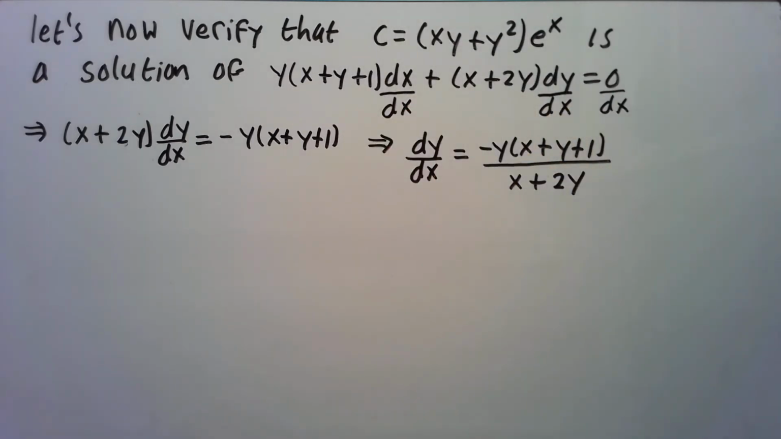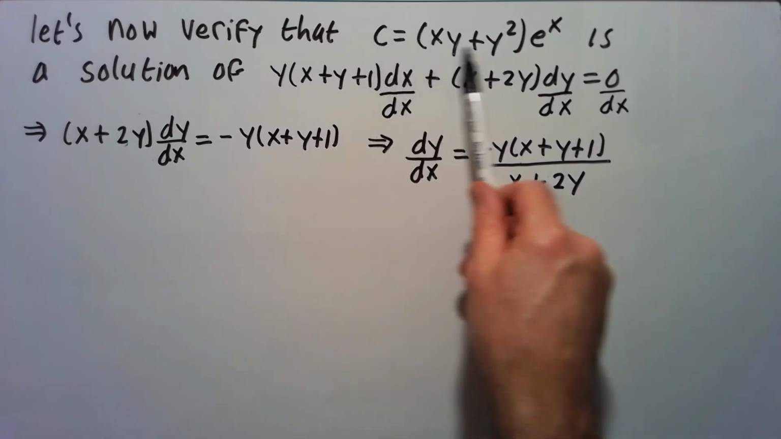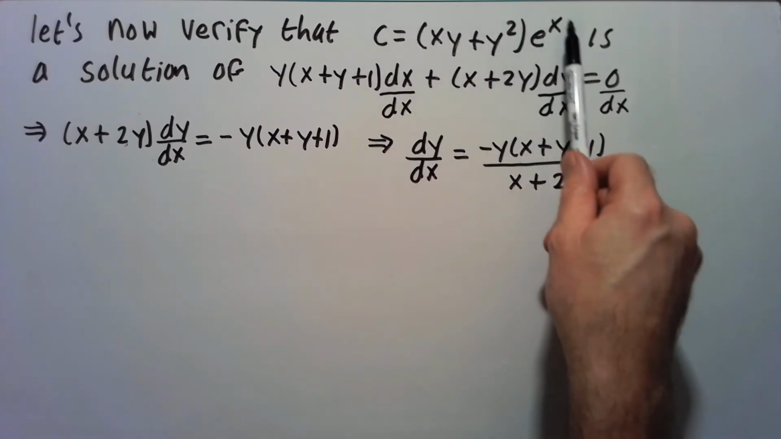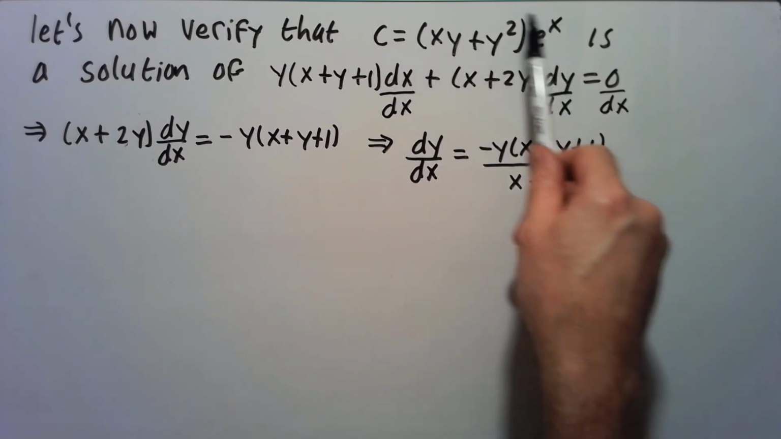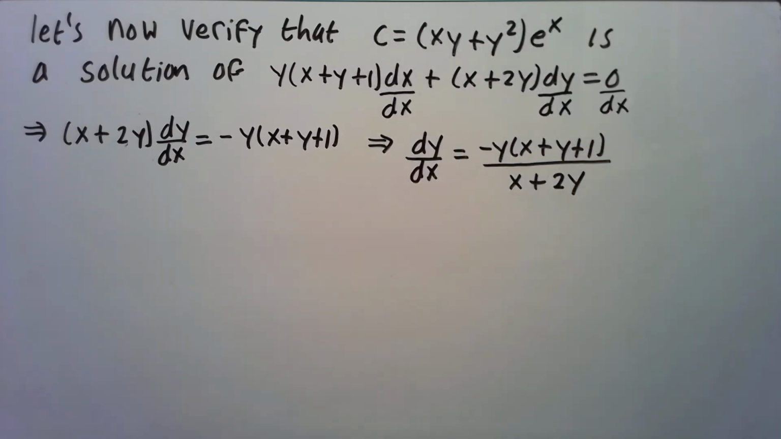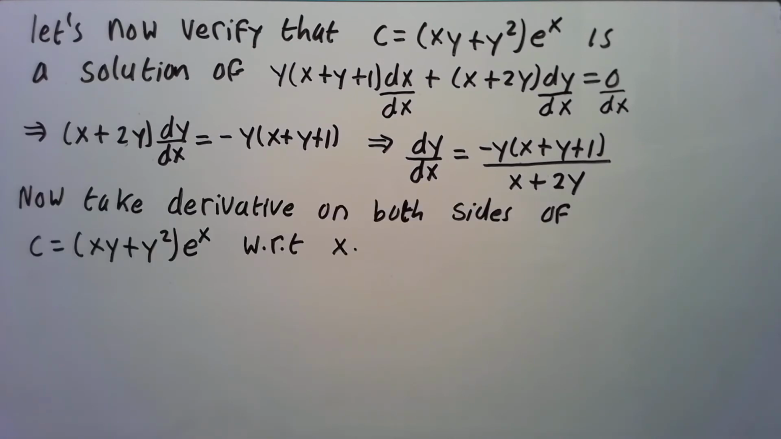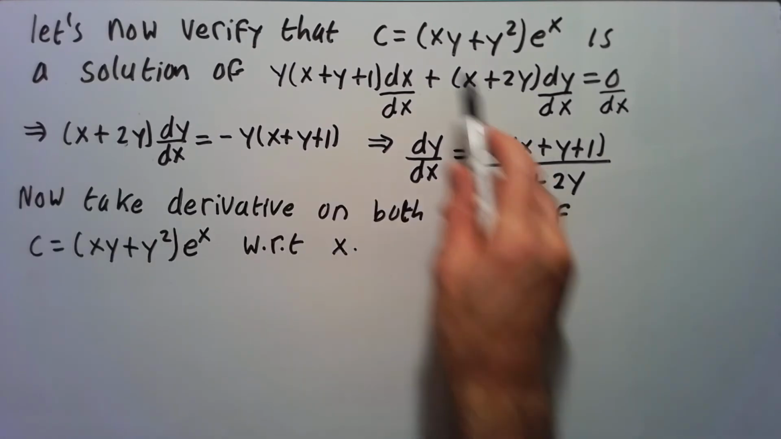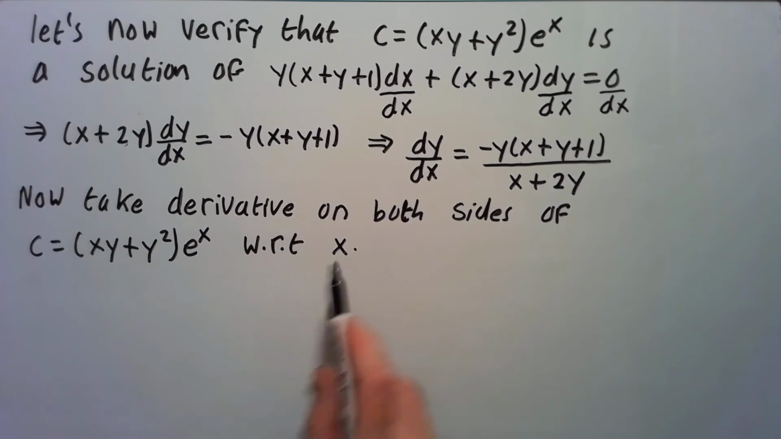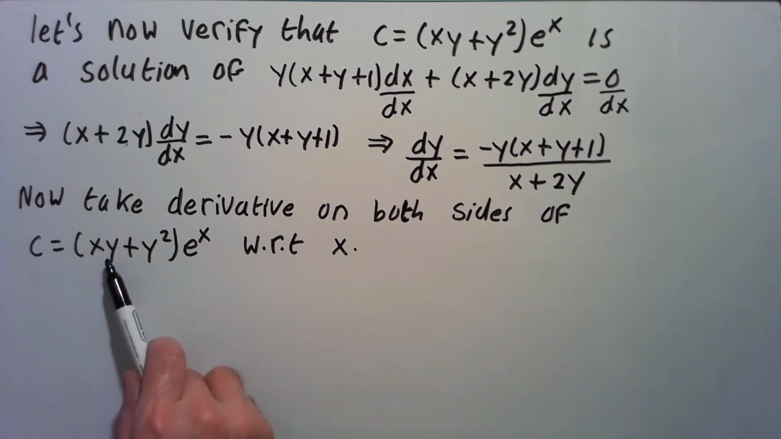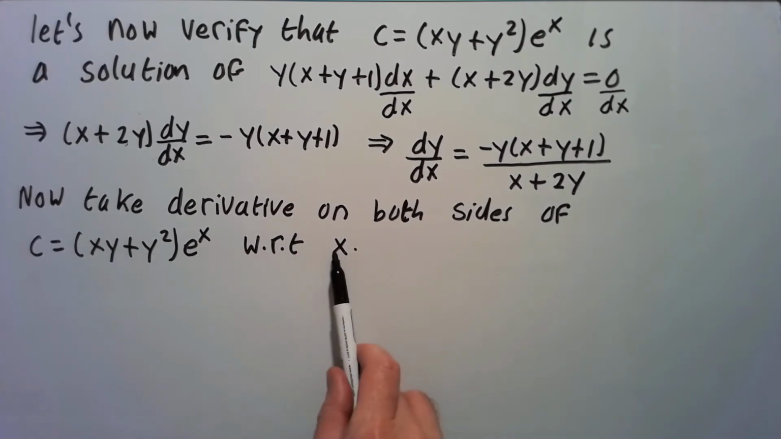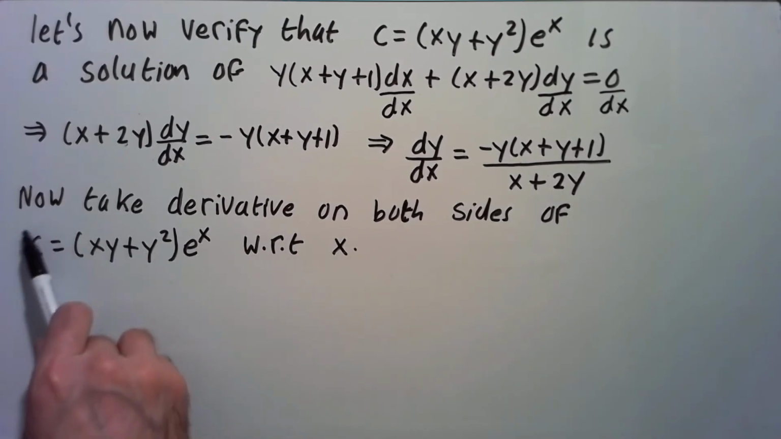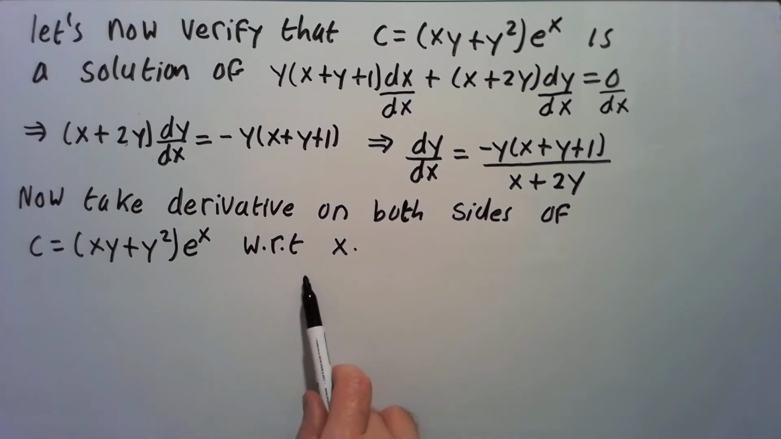That would verify it's a solution. So let's take our solution here, the thing we're trying to show is a solution, and take the derivative on both sides with respect to x. Here we're assuming that y is a function of x, so we're going to have to use implicit differentiation. The derivative of a constant will be 0. So let me write out what we'll have here.